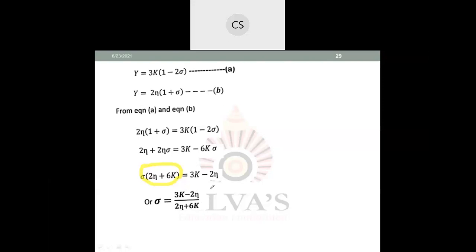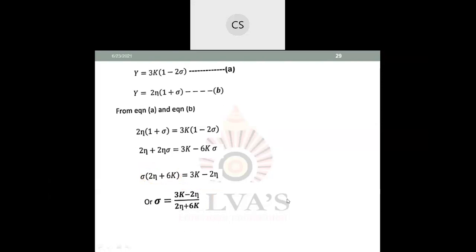So therefore you got an expression relating all four terms: Poisson's ratio, bulk modulus, rigidity modulus. But of course, here Young's modulus is eliminated, and you get this. All right, so we got different relationships.